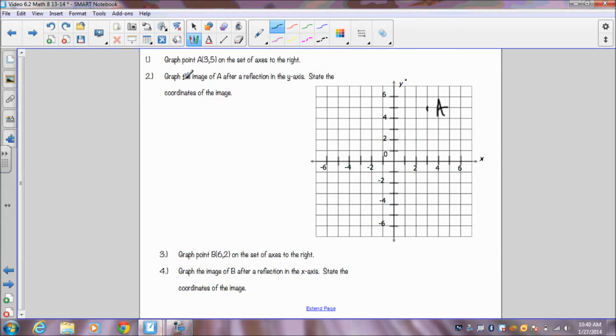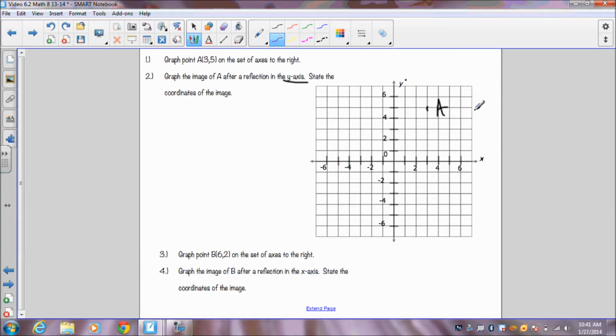Now let's go ahead and follow the directions. Number 2, graph the image of A after reflection in the y-axis. State the coordinates of the image. So since it's over the y-axis right here, I'm going to treat this y-axis as if it is my mirror, because remember, a reflection is just a mirror image. So I'm going to take this point A, and I'm going to see how do I go from A to my mirror. The only option that I have is to go left, and I have to go left 3. So in order to get to my new coordinate, I'm just going to do the exact same thing. If I went left 3 here, I'm going to go left 3 here again.